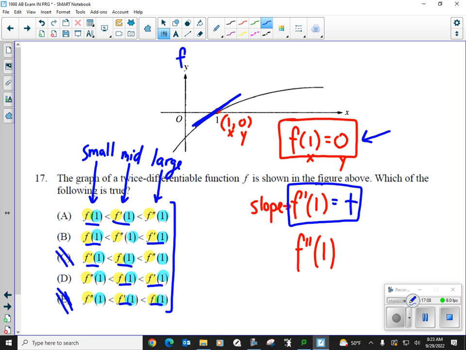We could have just figured out double prime and done it, but we're just going to eliminate some answers here. So f double prime, that's the second derivative. That's concavity. That means it's either a smiley face if it's positive or a sad face if it's negative. This right here at 1 is definitely a sad face. It's going like that.